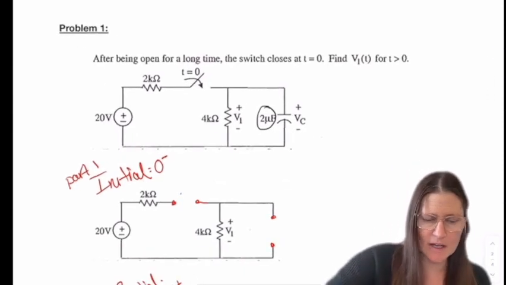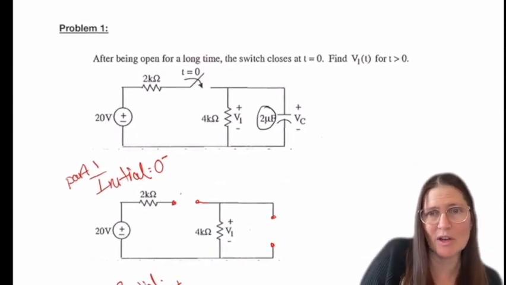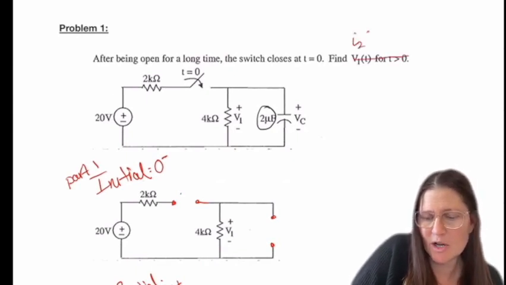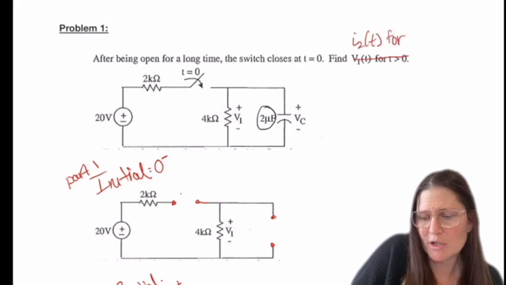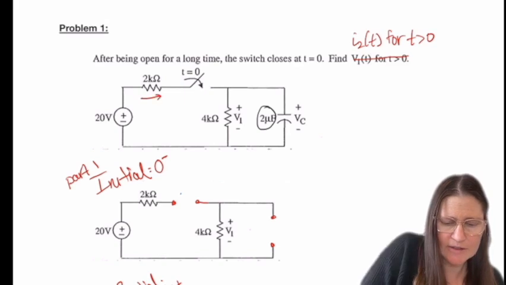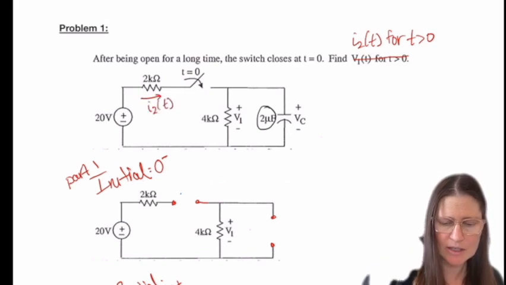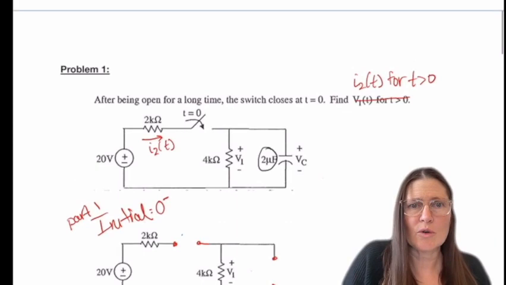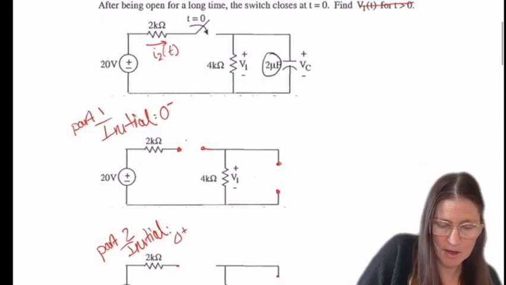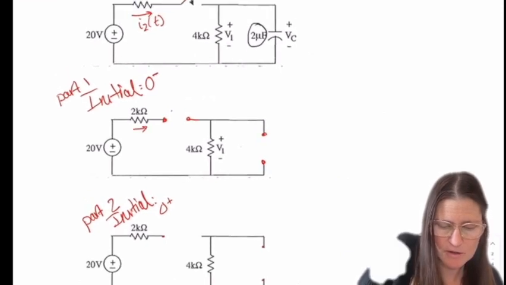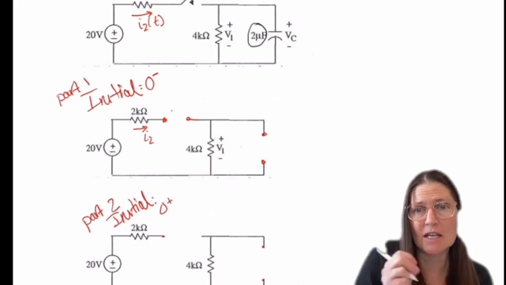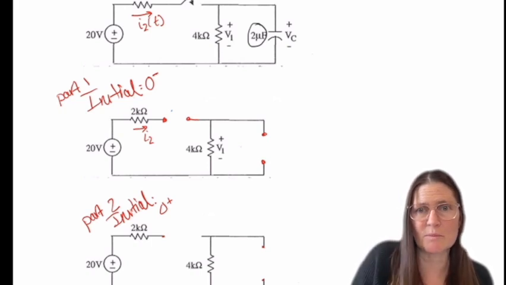And in this case, this was the one we solved in class. So now we want to find, I'm going to call it I2, and we're going to do it for, again, t greater than 0. And I2 in this case is going to be located here. So we're going to redraw this circuit, leave out the capacitor element and then the switch, and then we're going to determine what position they're in.